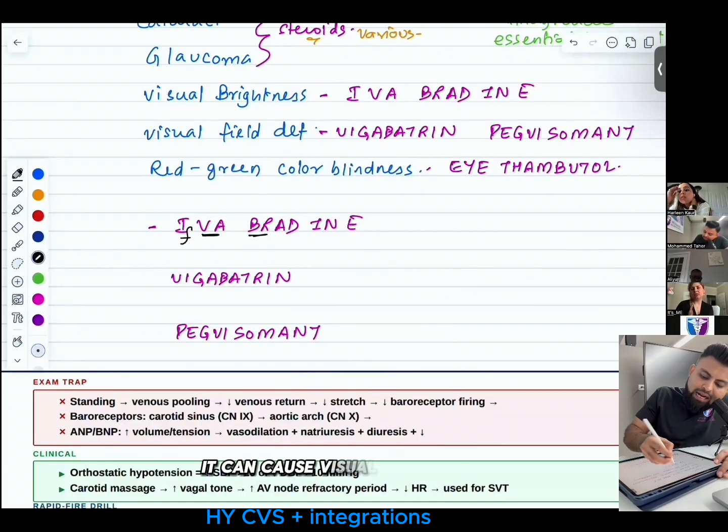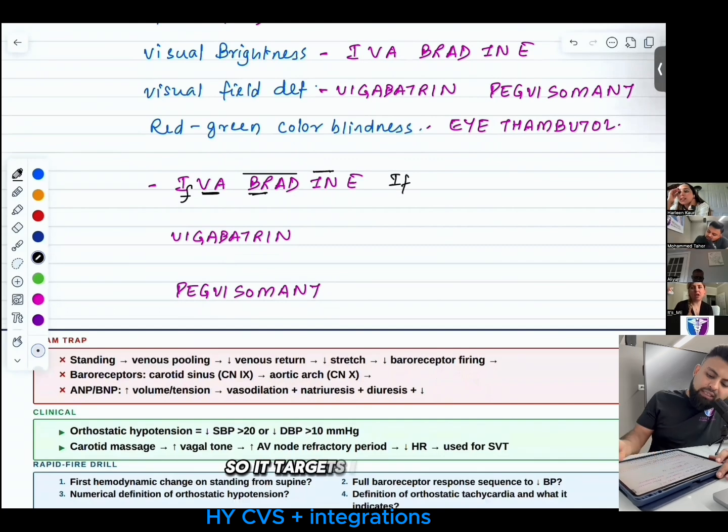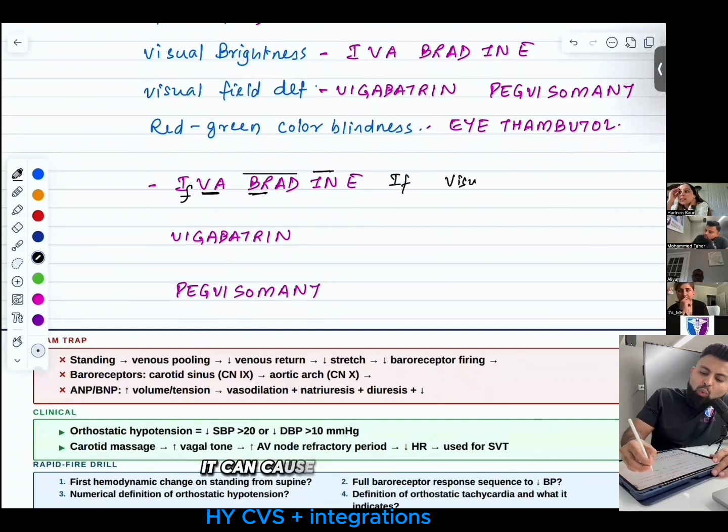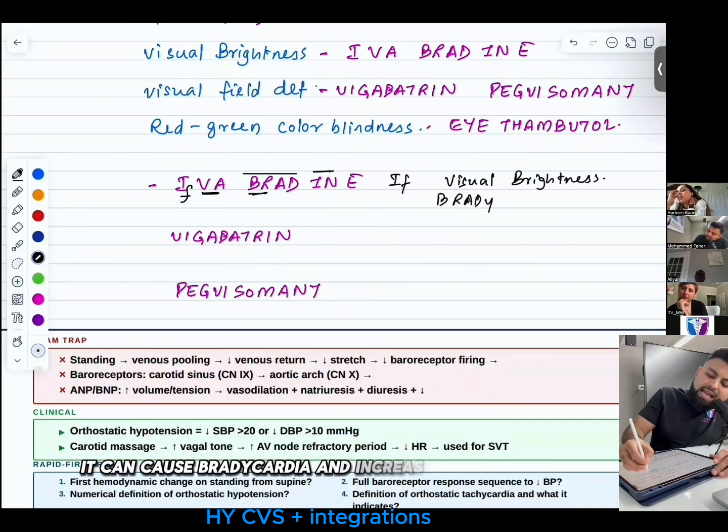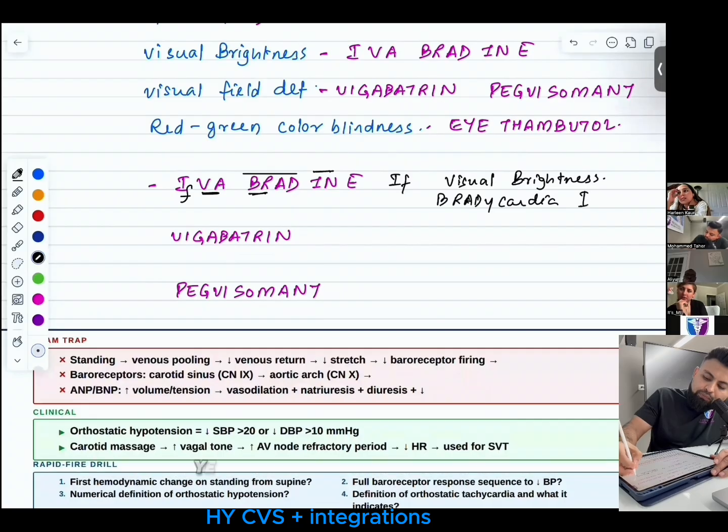It can cause visual brightness, luminous phenomena, right? It can cause bradycardia and increase in blood pressure. So it targets IF channels. Yeah, increase in blood pressure.